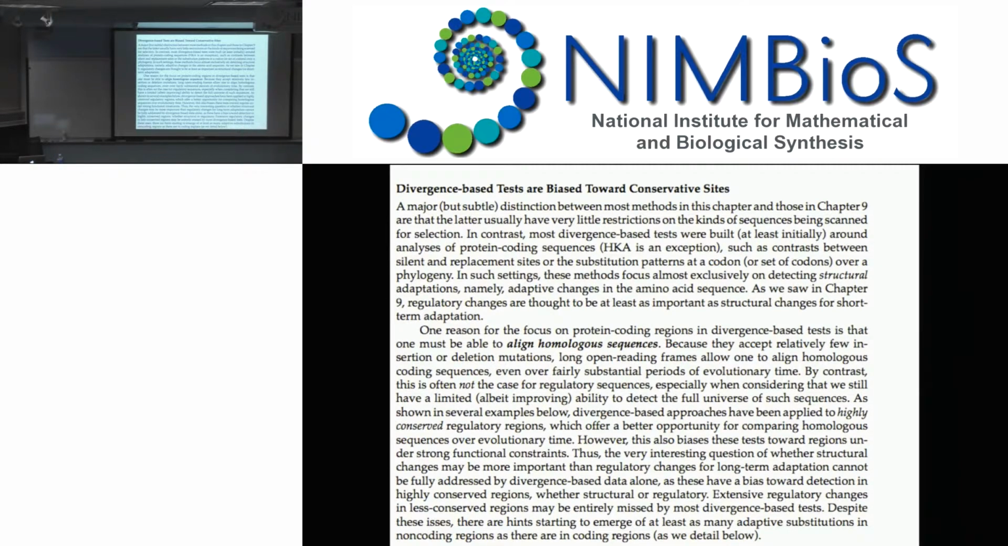You can apply them to non-coding regions, but it's a biased sample because you're only applying it to non-coding regions which are under strong sequence conservation, so you can line them up. So there's this bias in using these sorts of approaches that require you to align sequences. Protein coding sequences do that easily. Regulatory sequences, which may be extremely important, aren't necessarily conserved, so it's very hard to line them up. So we're looking at a biased set when we move outside of protein coding regions. Just be aware of that.